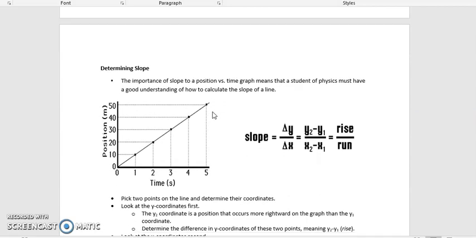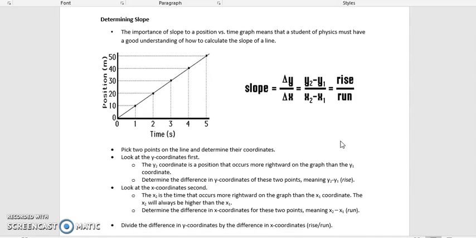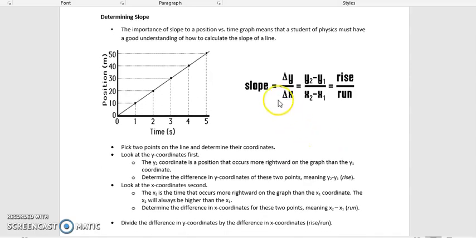So let's figure out how to calculate slope. So you have to have a good understanding of how to calculate slope so that you can figure out the velocity of an object when we're doing position time graphs. So some of you may have seen this slope formula before. It's also known as rise over run, y2 minus y1 over x2 minus x1, change in y over change in x. There's so many different ways to write it out, so whichever of these makes the most sense to you, you're welcome to use when you're writing out your equations.